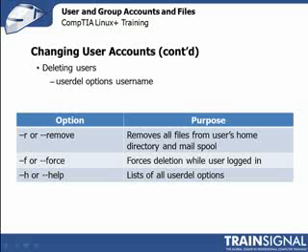The first is -r or --remove, which removes all files from the user's home directory and mail spool, since deleting without this option will leave all of those files intact. The next is -f or --force, which forces deletion while the user is logged in. If you recall with the usermod command, we talked about some of the potential issues with making changes to user accounts while they're logged in. And while a user is logged in, you can't normally delete them, so you need to use the -f option to do so. Then we have -h or --help, which lists all of the userdel options.